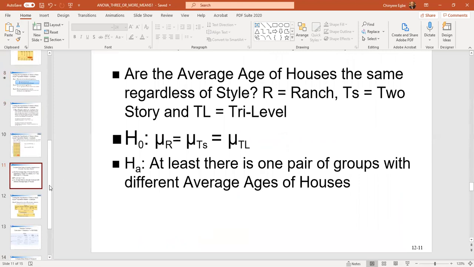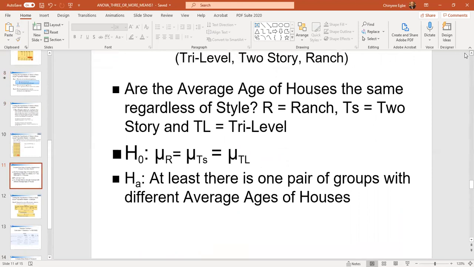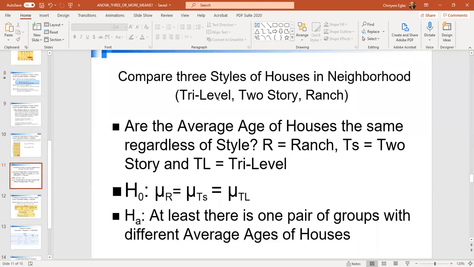Okay. The practical problem we're going to be looking at here is a problem about houses in a neighborhood. Now, in this neighborhood, there are 3 styles of houses. The tri-level houses, that is with 3 stories. Then there are 2-story houses, and then there's ranch houses. A ranch is 1 story.